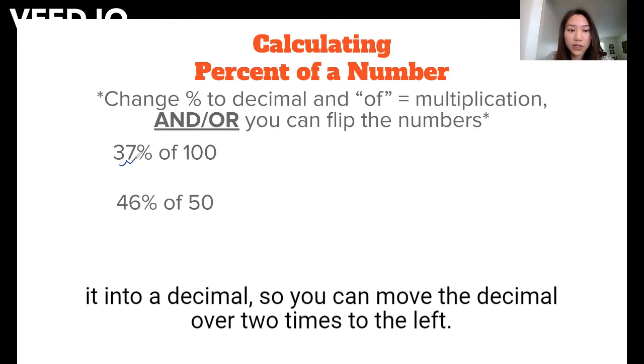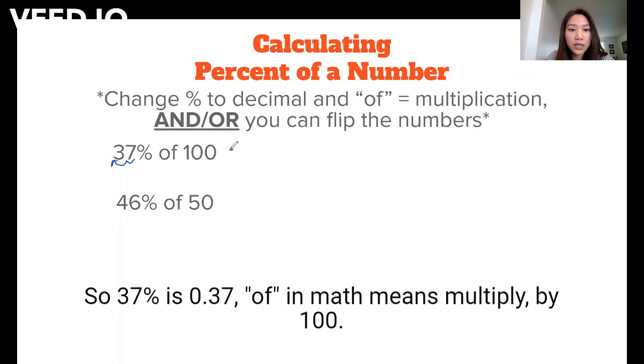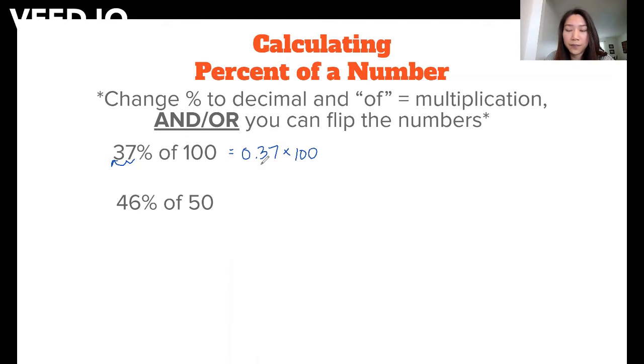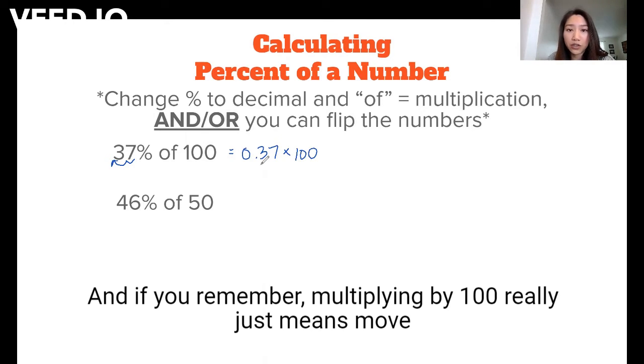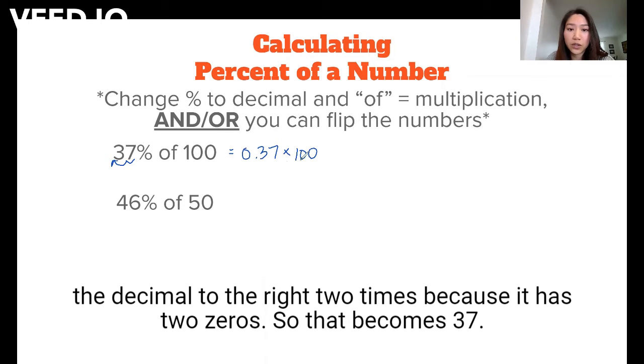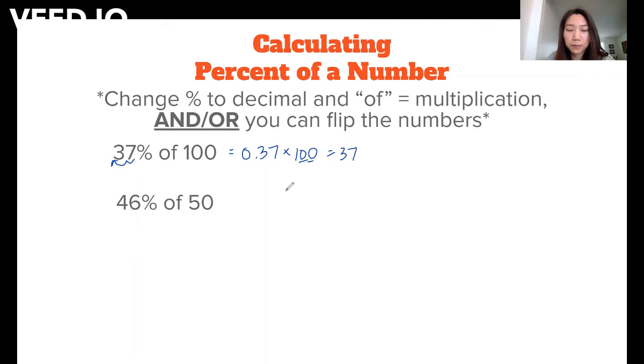So you can move the decimal over 2 times to the left. So 37% is 0.37. "Of" in math means multiply by 100. And if you remember, multiplying by 100 really just means move the decimal to the right 2 times because it has 2 zeros. So that becomes 37.